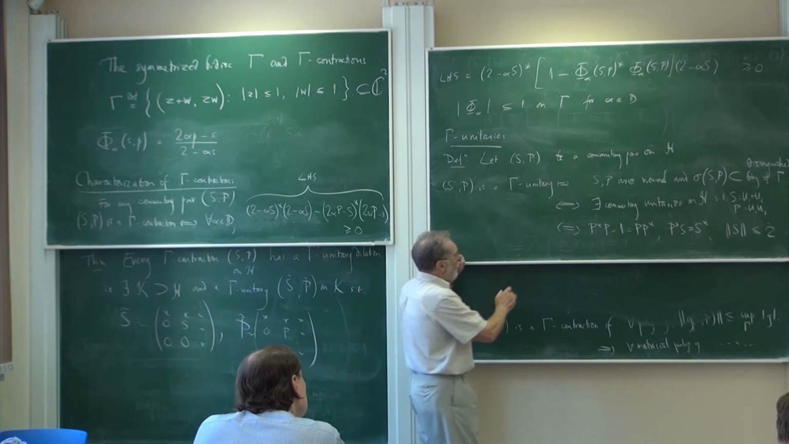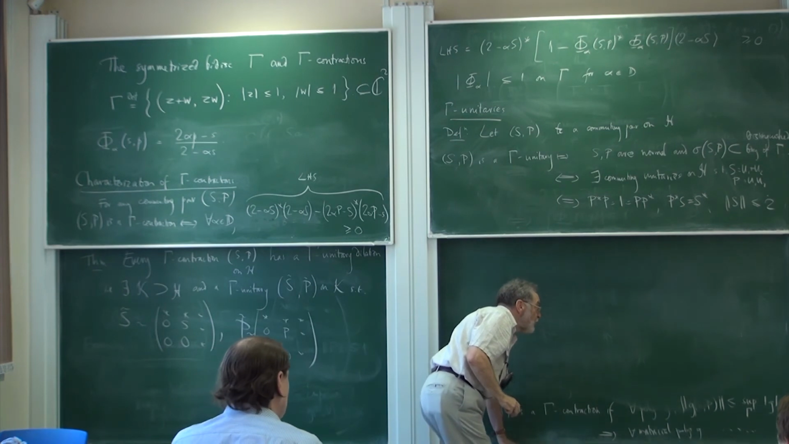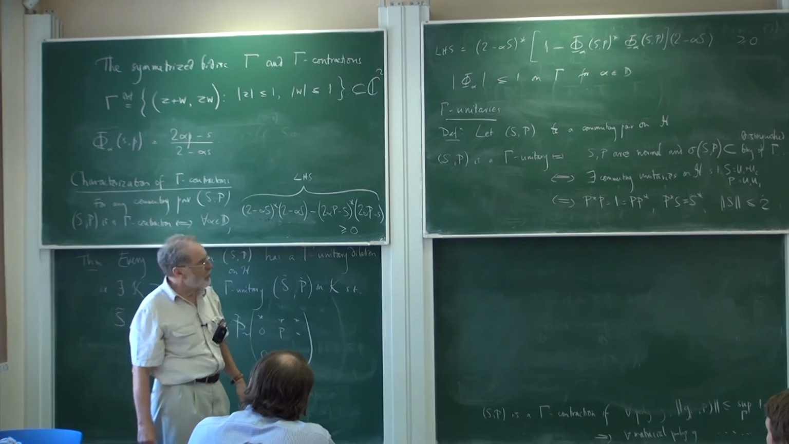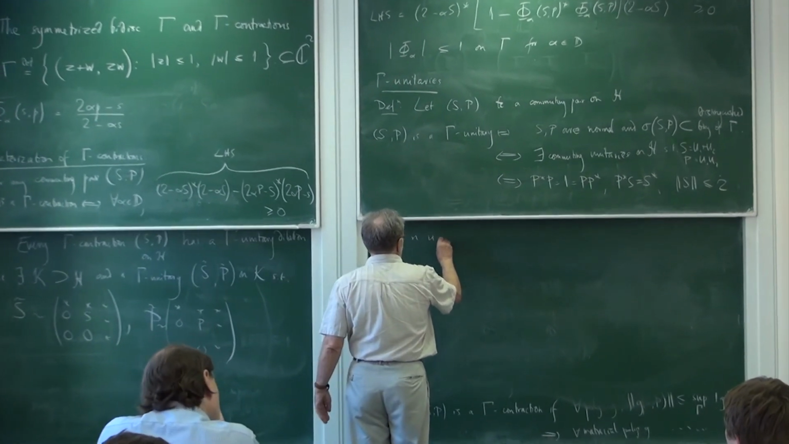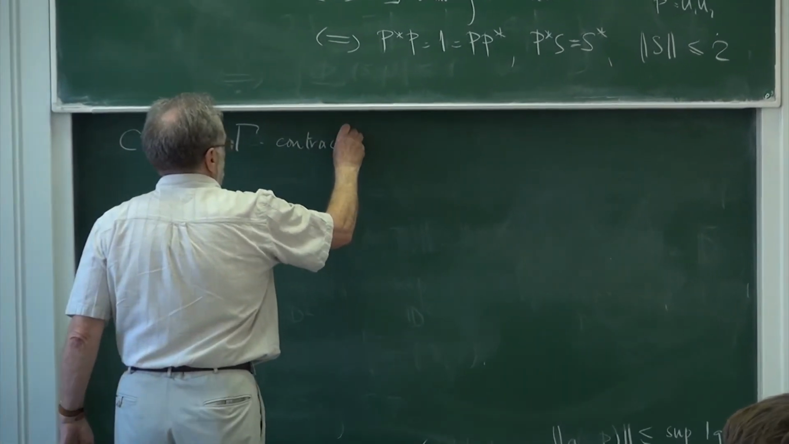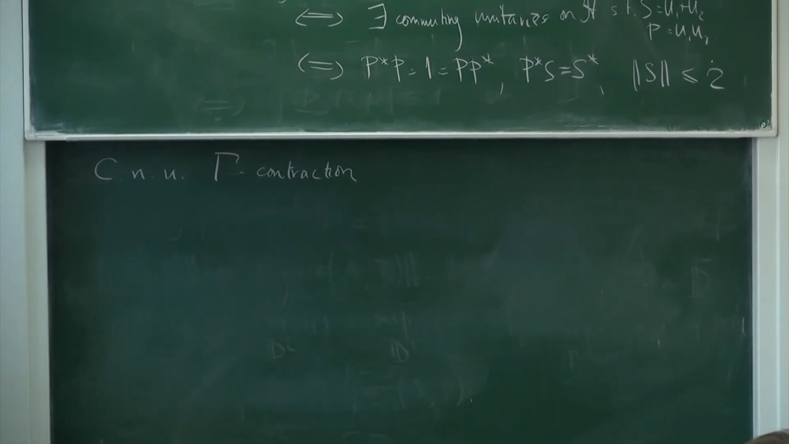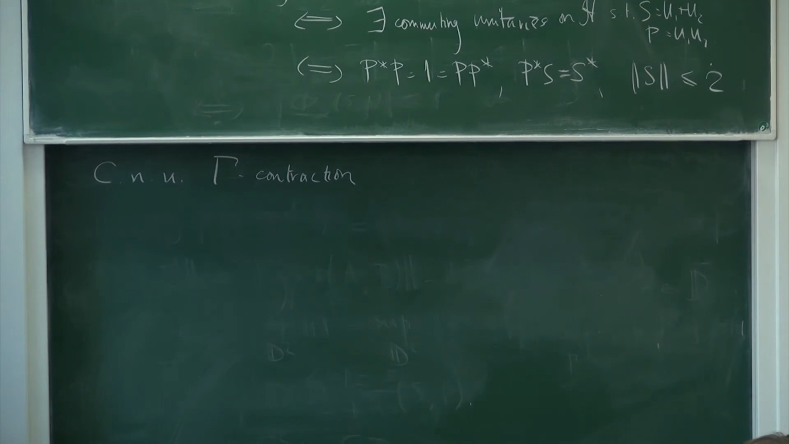Well, in order to develop the functional model, we need analogues of various different notions from the theory of contractions. And so one of them is the notion of a completely non-unitary gamma contraction. So I remind you that a contraction T is completely non-unitary if it has no non-trivial proper unitary restriction. And so we can do something similar for gamma contractions.